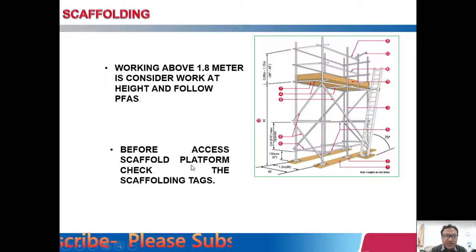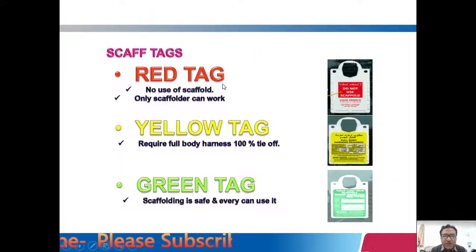Before accessing the scaffolding platform, check the scaffolding tags. This is the scaffolding and this is the access. You have to find the tag here, and this is everyone's responsibility. Before starting work on scaffolding, he has to check the tag. And what are the tags? If you find the red tag, no one is allowed to work on it, only scaffolders are allowed. Even the manager, project manager, no one is allowed.